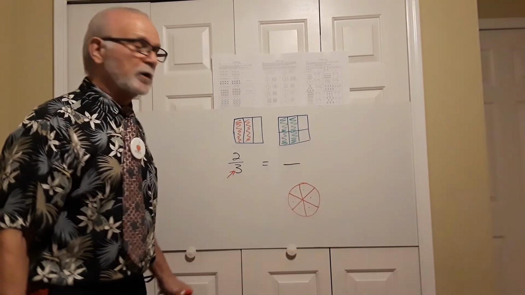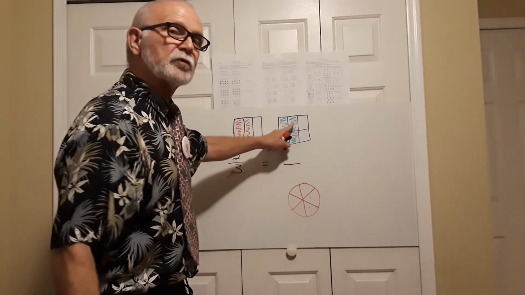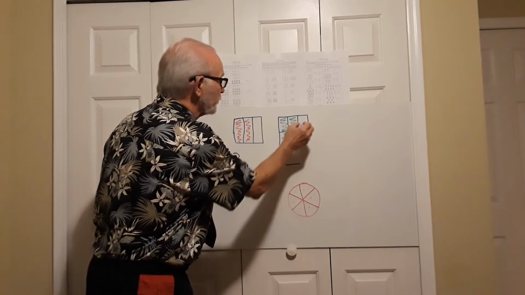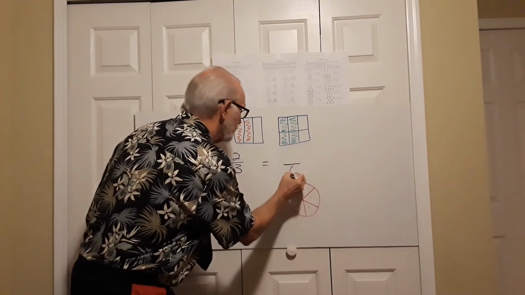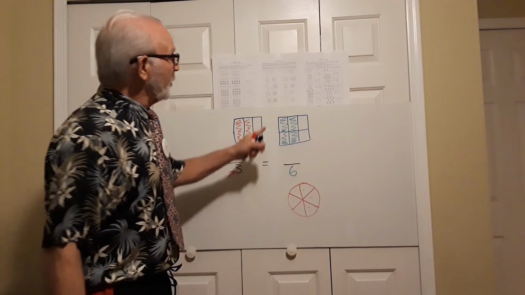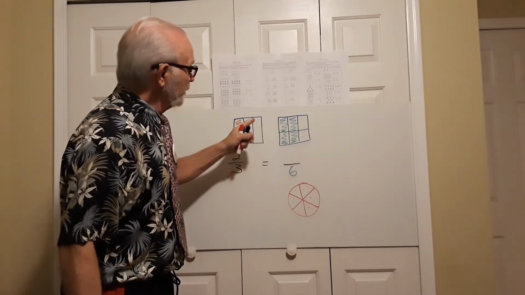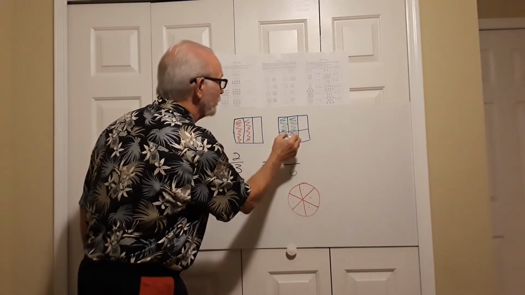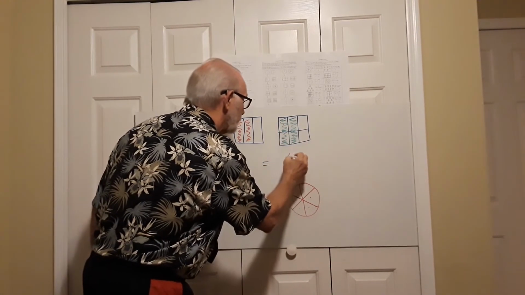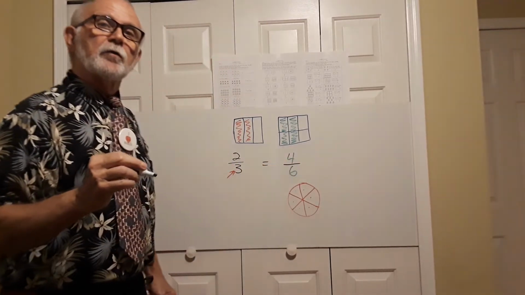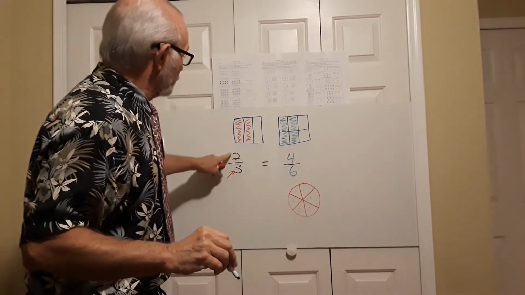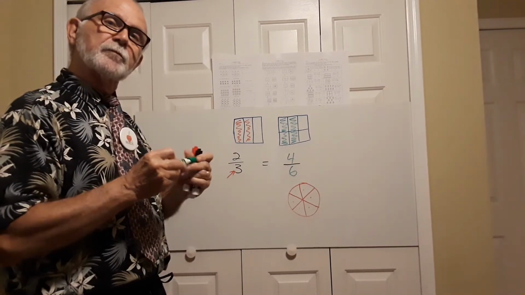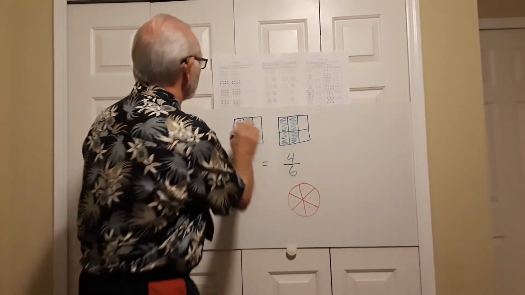Okay, now I have to count how many of those are exactly equal to that. Well, first I need a denominator. 1, 2, 3, 4, 5, 6. Well, that's easy. I'll put that denominator in there. Now, how many of those blocks are equal to these 2 columns? Well, there's 1, 2, 3, and 4. So we can make the mathematical statement that 2/3 is equal to 4/6. Okay? Good. I'm glad you got that one.